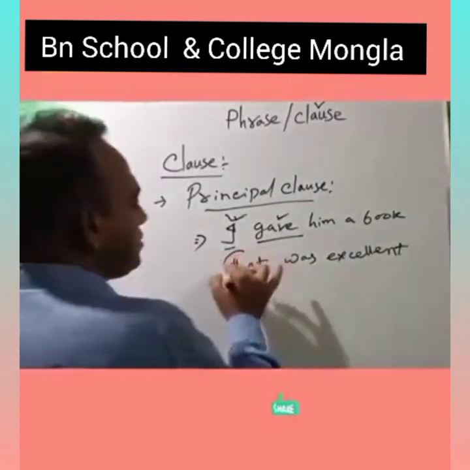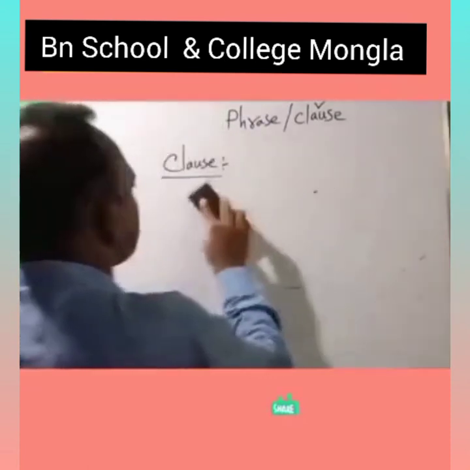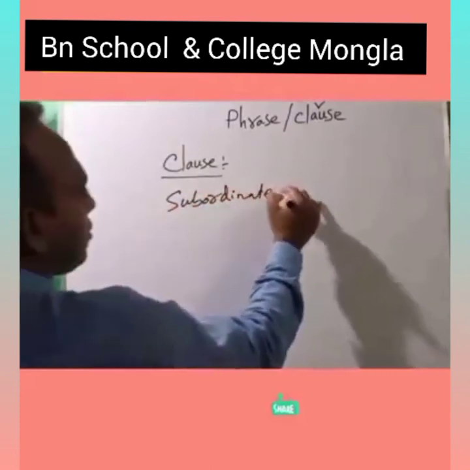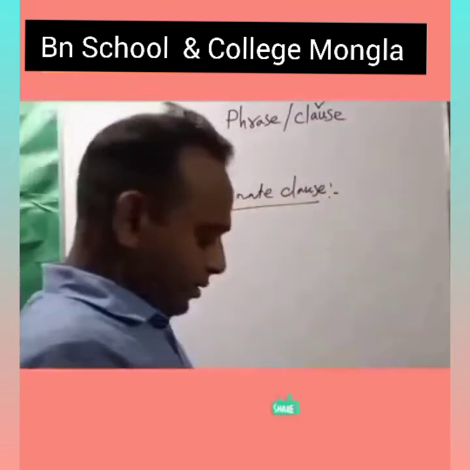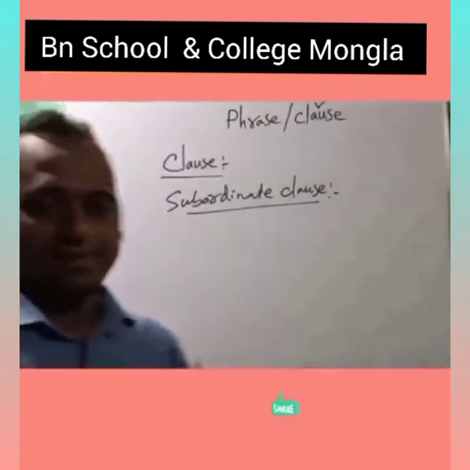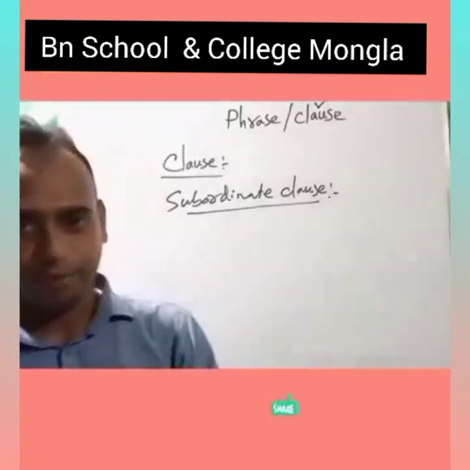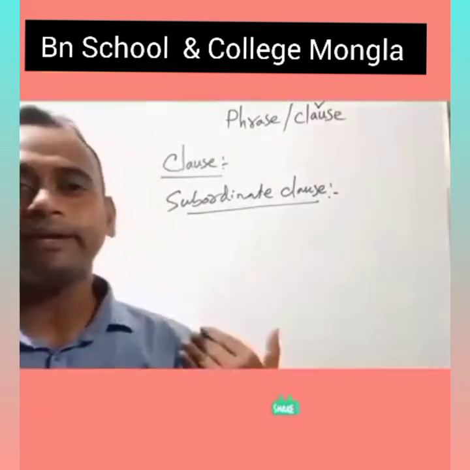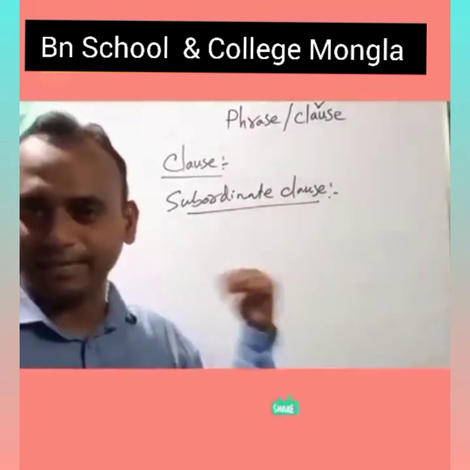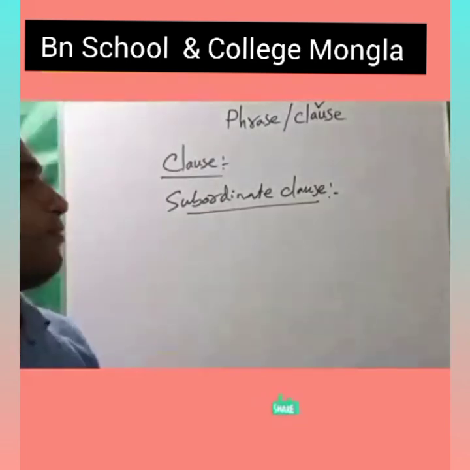Okay, another clause, this is subordinate clause. In our definition, we will learn that subordinate clause is very important. Subordinate clause is a clause that has a subject and a finite verb also, like principal clause. But the difference between subordinate clause and the principal clause is that principal clause can create its meaning properly without the help of others, but subordinate clause can't make the proper meaning of the sentence. Rather, to make the meaning of the sentence clear, it has to take the help of principal clause.